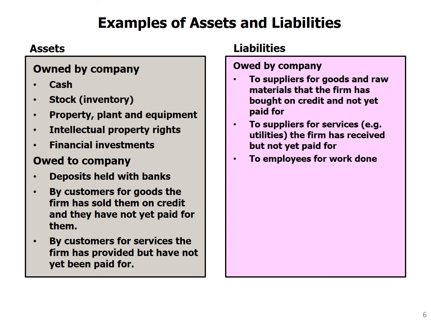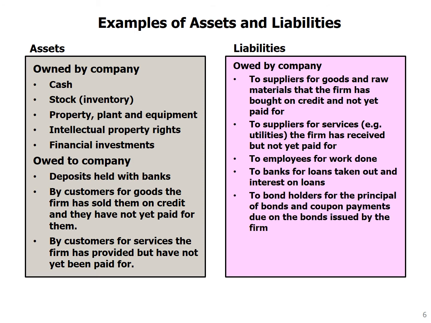So, liabilities owed by the company. Probably the most important short term is to suppliers for goods and raw materials that the firm has bought on credit and has not yet paid for, and to suppliers for services such as utilities the firm has received but not yet paid for, and to employees for work done. Companies buy most of their goods and services from suppliers on credit, and the amounts owed to suppliers are an important source of short-term financing for many firms.